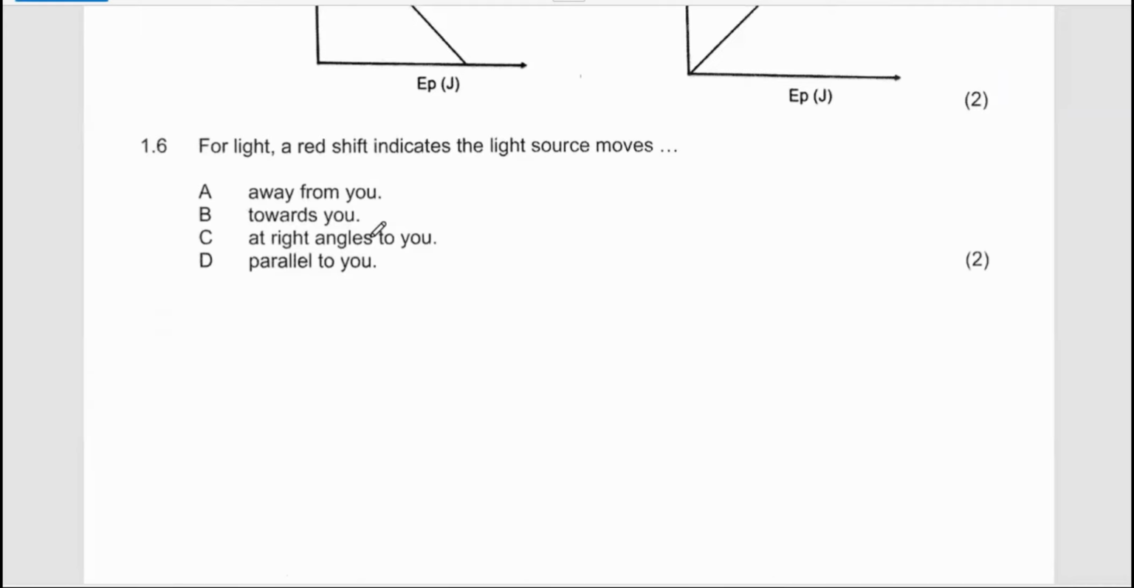Then 1.6, for a light redshift indicates that the light source is moving away from the observer. So option A is going to be the best there.